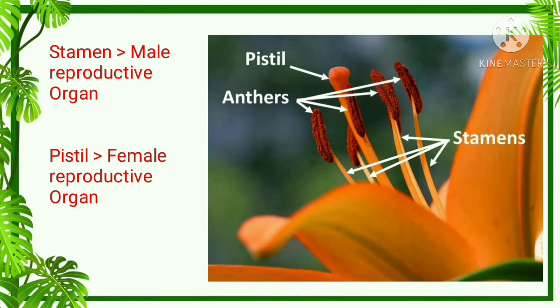Now we can discuss the reproductive structures of plants, angiosperms. Stamens are the male reproductive structures and the pistil is the female reproductive organ in a flower. Each stamen consists of a slender filament with an anther at its tip.